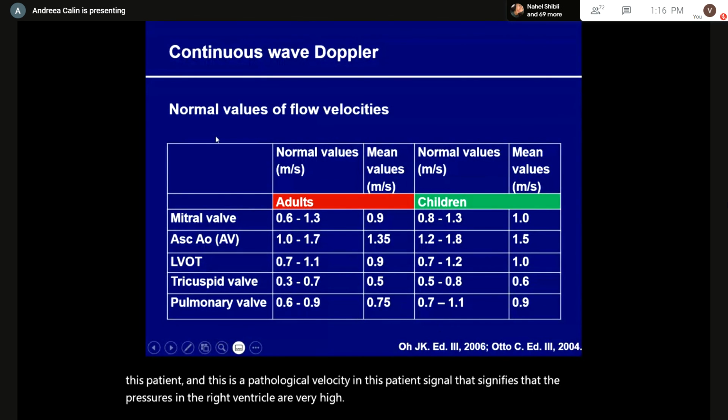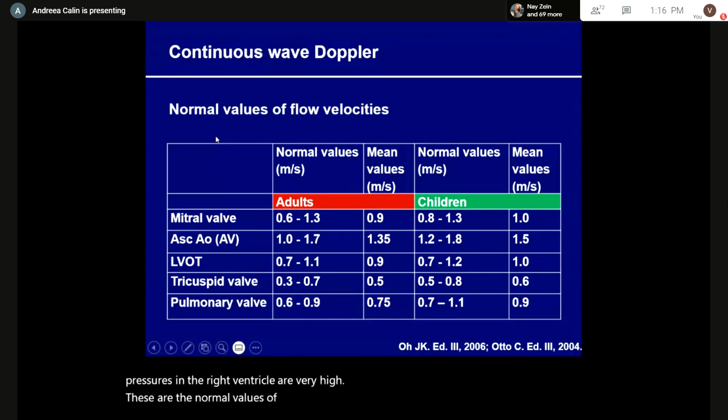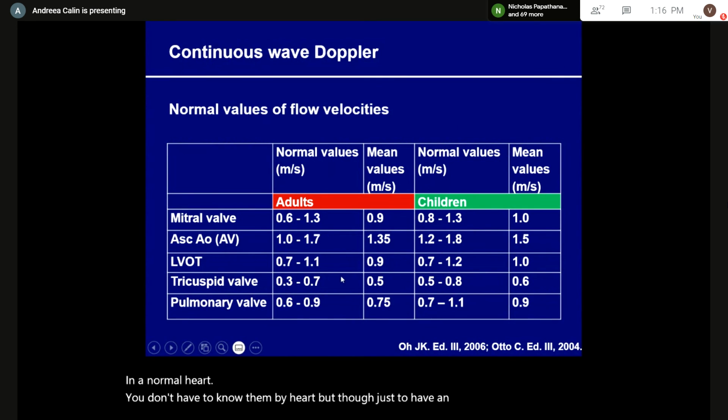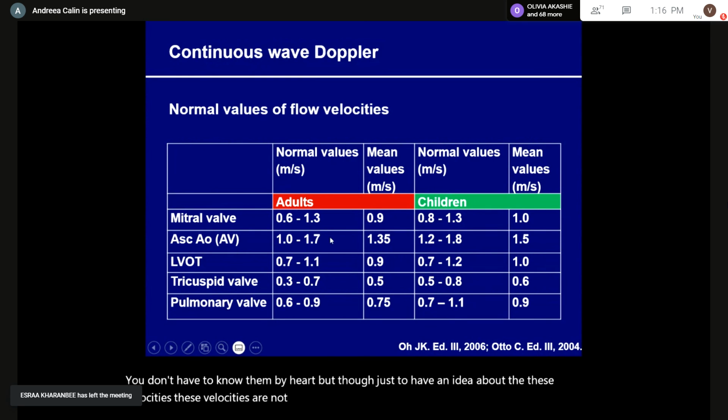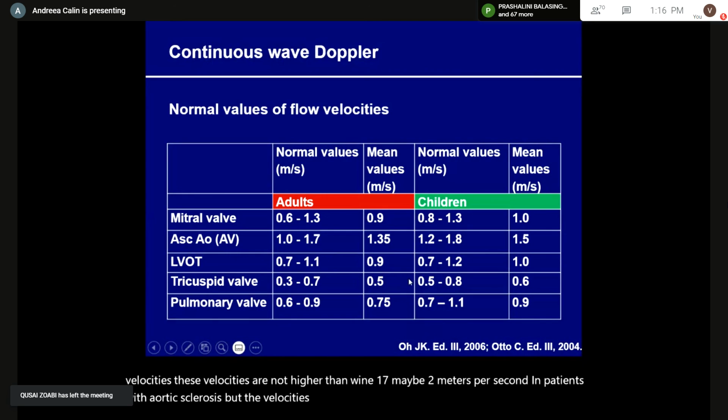These are the normal values of flow velocities in a normal heart. You don't have to know them by heart, but just to have an idea about these velocities. These velocities are not higher than 1.7, maybe 2 meter per second in patients with aortic sclerosis, but the velocities are less than 1 or maybe 1.5 meter per second.